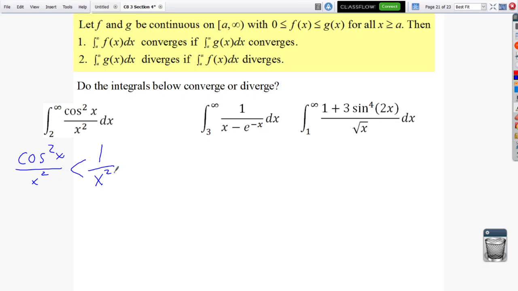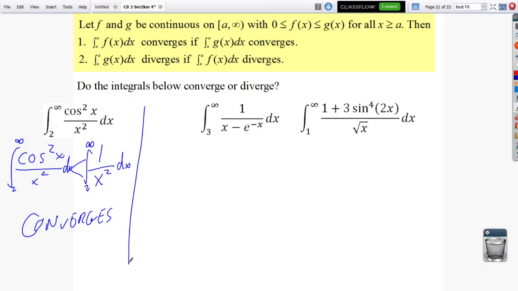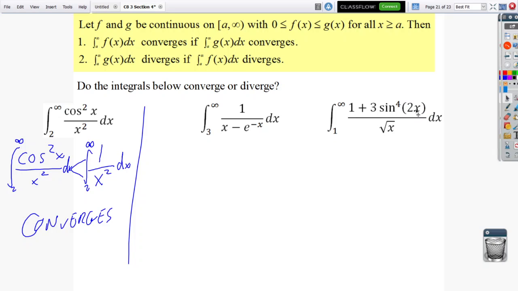When we look at the integrals here, we're again looking at the integral from 2 to infinity of cosine squared of x over x squared dx. We're comparing it to the integral from 2 to infinity of 1 over x squared dx. We look at the p-test on that second one. Our p is 2. Is 2 less than or equal to 1? No. Therefore, it converges. And I will tell you that this pops up regularly on multiple choice sections of the AP test. So that's why I bring it up here. It's a quick thing that you can just kind of recognize.